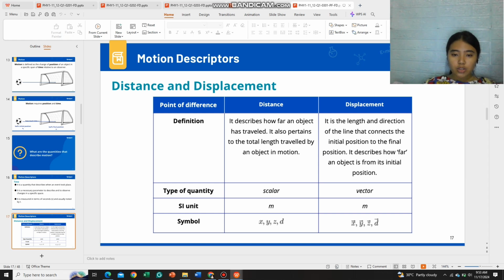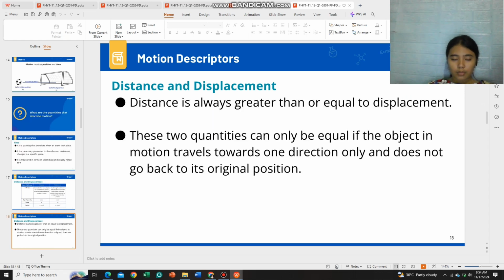Distance and displacement. So, here are the points of difference: definition, type of quantity, unit and symbol. So, distance describes how far an object has traveled. While displacement is the length and direction of the line connecting the initial position to the final position. So, their difference is that distance is a scalar quantity while displacement is a vector quantity. And their symbols are easy, since a scalar has no direction, while a vector has an arrow on top. That is its mark that it is a vector quantity.